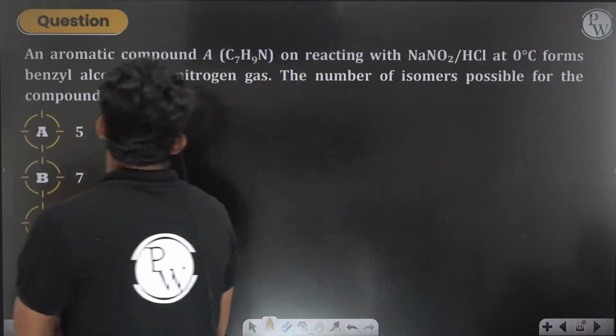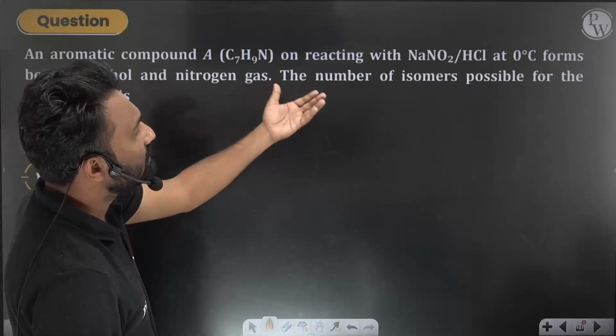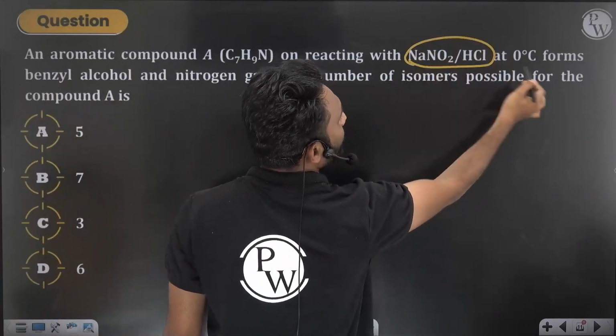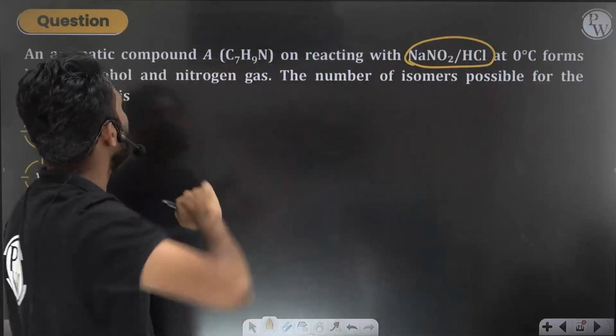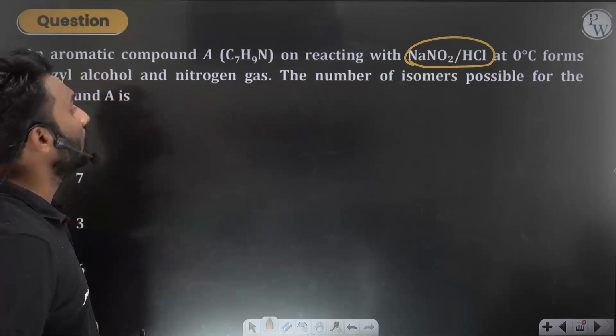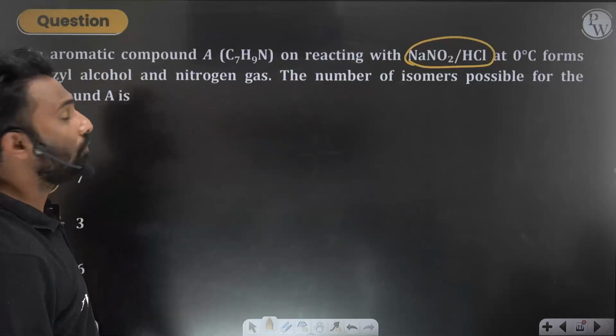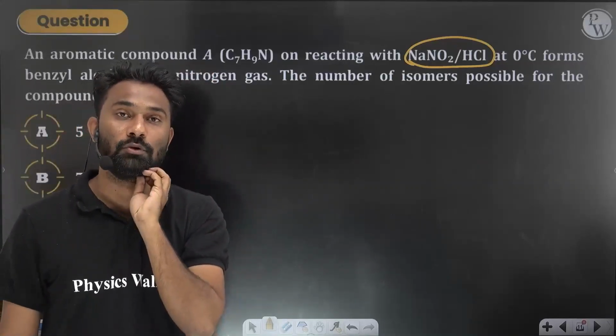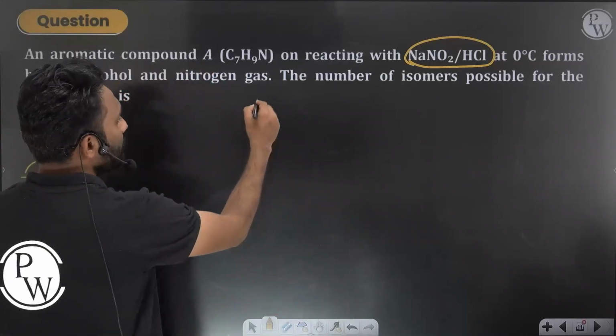An aromatic compound A on reaction with NaNO2 and HCl at 0 degrees forms benzyl alcohol and nitrogen gas. The question asks for the number of isomers possible for compound A.